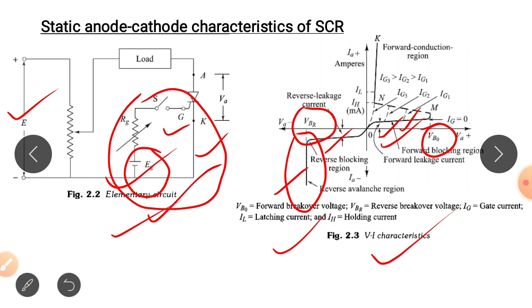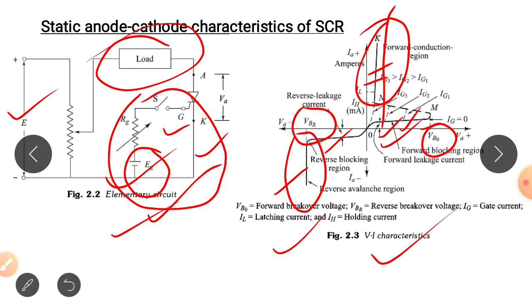When the thyristor conducts in the on state, the voltage drop across the thyristor is 1 to 2 volts. Once the thyristor switches from off state to on state, this part is the on state, here the voltage drop is 1 to 2 volts, and in this region current rises rapidly, rises linearly. In the conduction mode, anode current is limited by load impedance. This is the load impedance.